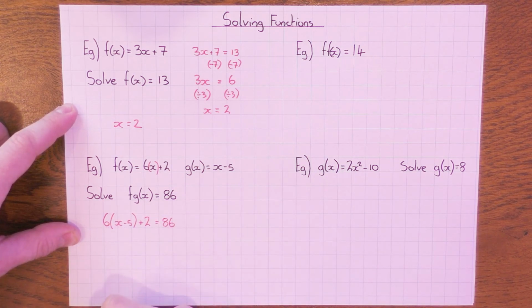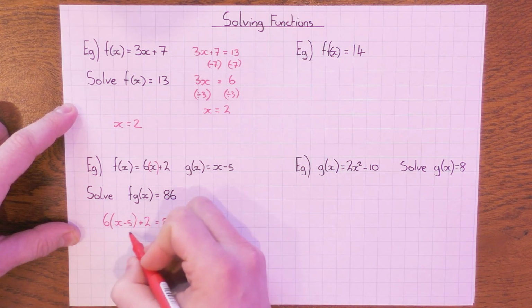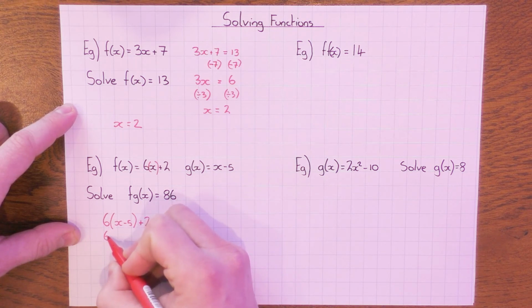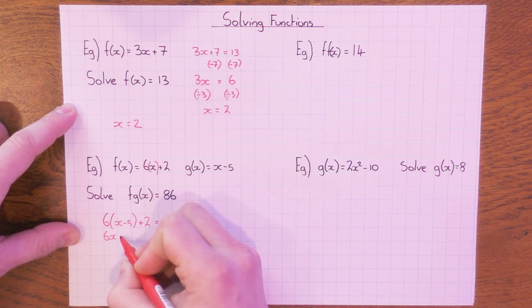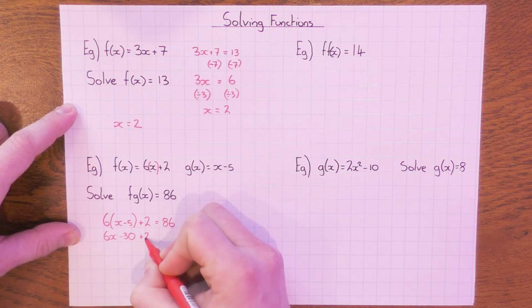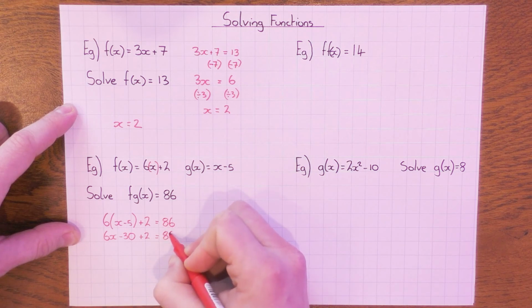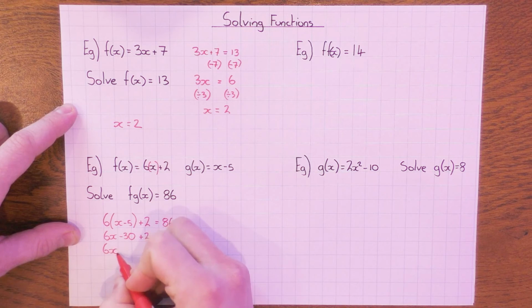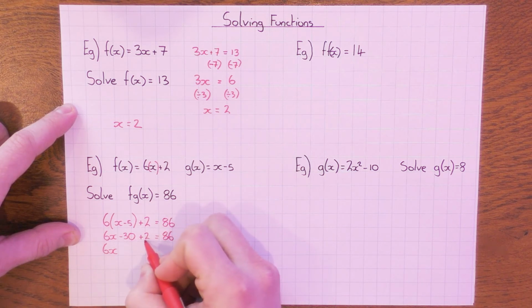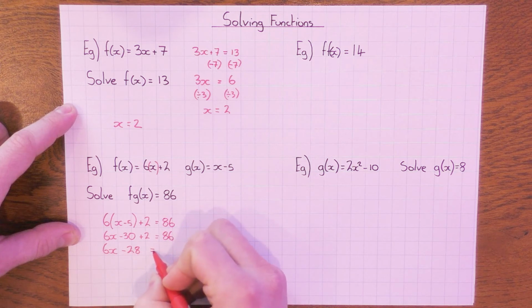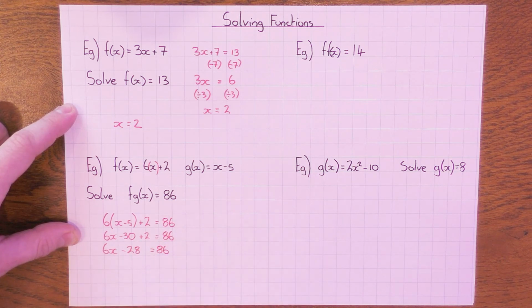I've got a single bracket, so I'm going to expand that single bracket. You can use your grid if you want to for expanding single brackets, but 6 times x is 6x, and 6 times minus 5 is minus 30. And then I have my plus 2, and then I have the 86 still. A little bit of tidying up before we do anything further. So I've got my 6x, and then minus 30 plus 2 is minus 28, and that equals 86. There we go, that looks a bit neater.